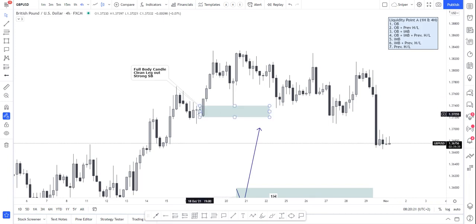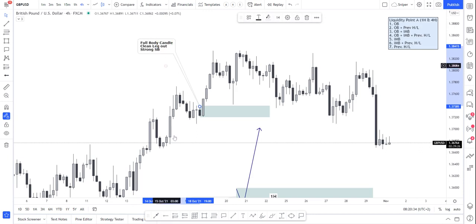We can see that there's an almost full body candle. It's more than 50%. Then we have this clean leg out, meaning that the candle after it is cleanly pushing full body, just pushing back towards the upside. And then we have a strong structure break.